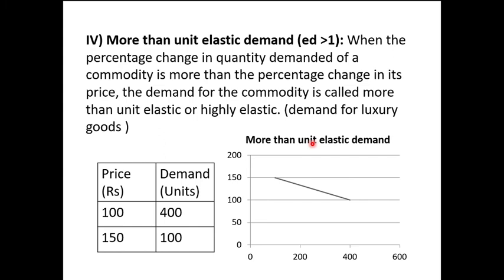For example, the price of the commodity is 100, and at that time the quantity demanded is 400 units. When the price is raised to 150, it is reduced to 100. You can see the same in the diagram. The DD curve is flatter relative to the OX axis. In this case, the denotation is ED greater than 1. So what is the situation in the more than unit elastic case? The quantity demanded of a commodity changes comparatively more than the change in its price.